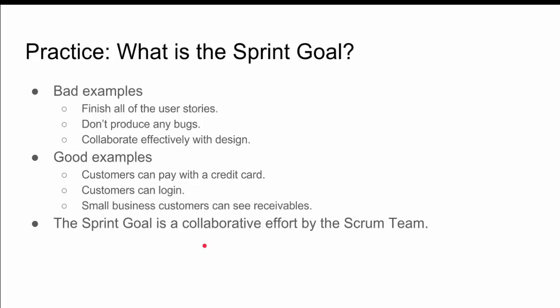So here's some bad examples of a sprint goal. Finish all the user stories. Don't produce any bugs. Collaborate effectively with design. So typically, those won't be sprint goals, right? Sprint goals are about delivery and value creation. So good examples are the customer can pay with a credit card, customers can log in, small business customers can see receivables. Remember, the sprint goal is a collaborative effort by the entire Scrum team.